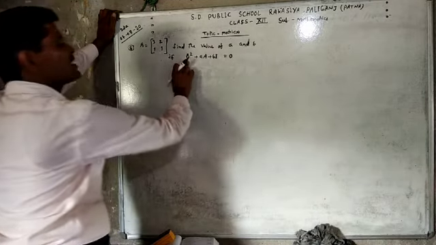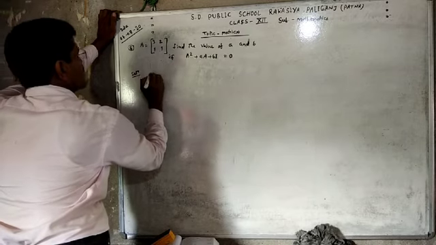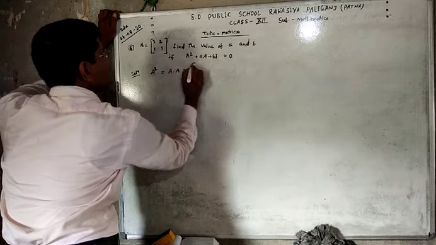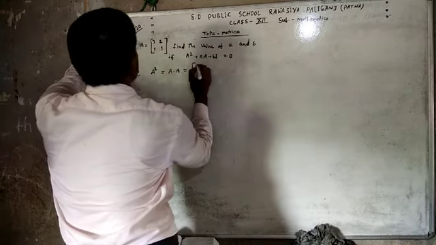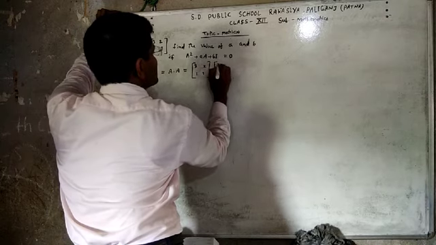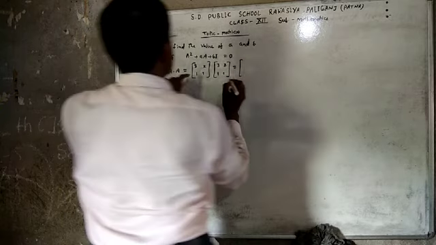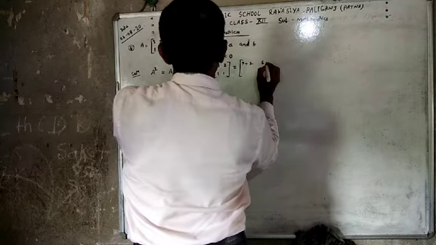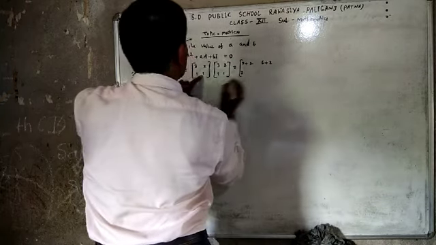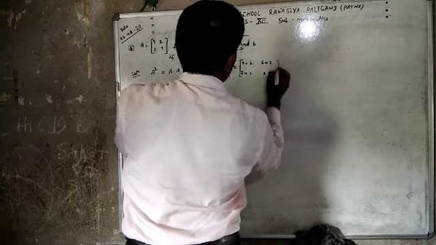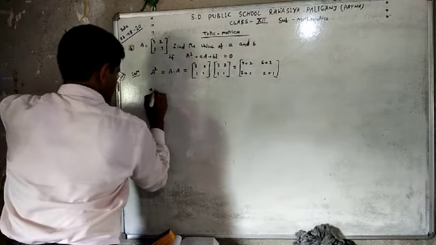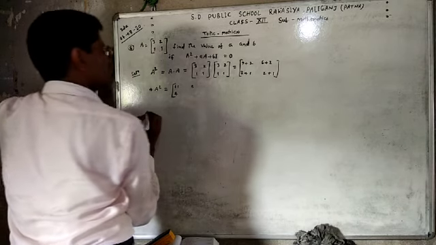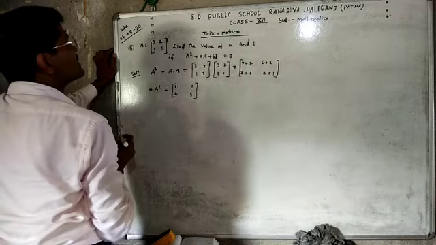Now we have to find first of all A squared. A squared is A into A, the multiplication of matrix A by matrix A. Multiply 3, 2, and 1, 1 with itself. 3 into 3 is 9, 2 into 1 is 2. Now, from the second column, 3 into 2 is 6, and 2 into 1 is 2. 1 into 3 is 3, and 1 into 1 is 1. 1 into 2 is 2, and 1 into 1 is 1. This is equal to 9 plus 2 is 11, 6 plus 2 is 8, 3 plus 1 is 4, 2 plus 1 is 3. It is A squared.